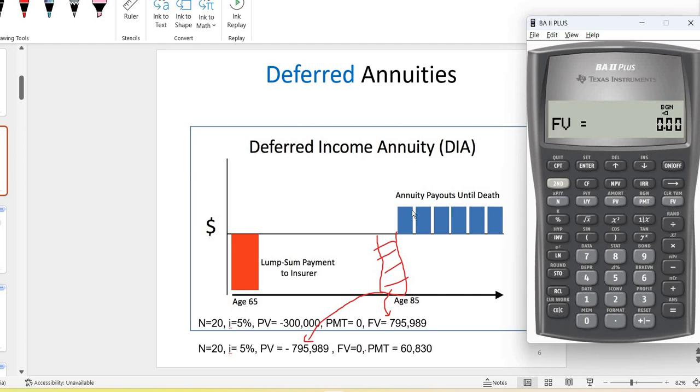What we want to know is the PMT. How much installment do we get? Compute the PMT. We get 60,830 every year, starting from age 85 until age 105. Okay.